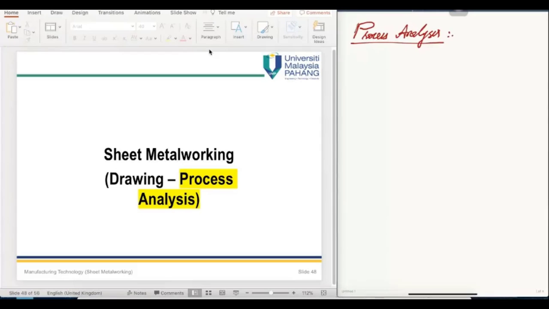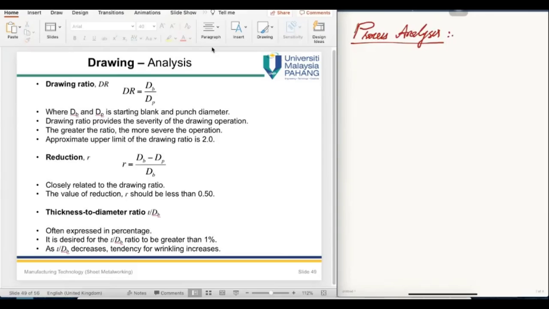So as you guys know, in the drawing process, the blank diameter, the punch diameter, and the die diameter are very important. Then the clearance is also very important. And we have the height of the drawn shape, that is also quite important, okay? So we will go through the slides now. So the number one formula, which is very important, is the drawing ratio.